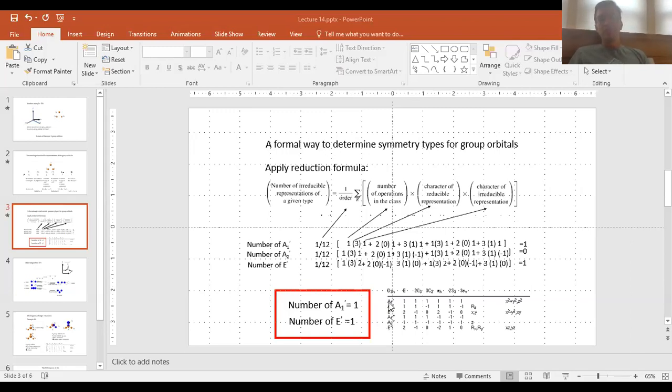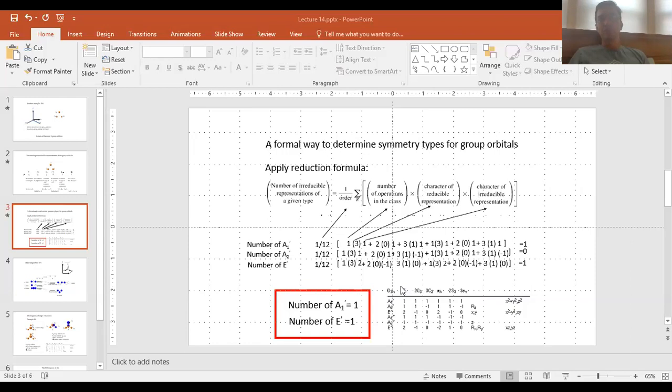So we can, for instance, start with the first one, which is denoted A1 prime. The number of A1 primes would be 1 over the number of symmetry operations in that point group, which is 1 plus 2 plus 3 plus 1 plus 2 plus 3, and that gives overall 12. So it's 1 over 12. Now again we have to determine these products for each symmetry operation.